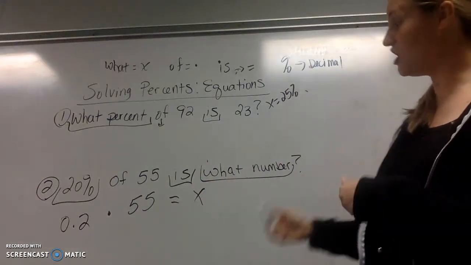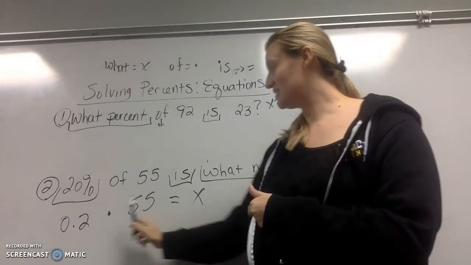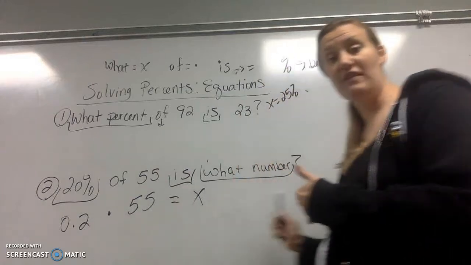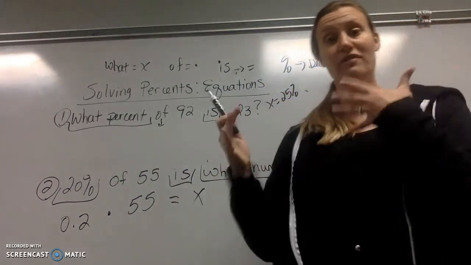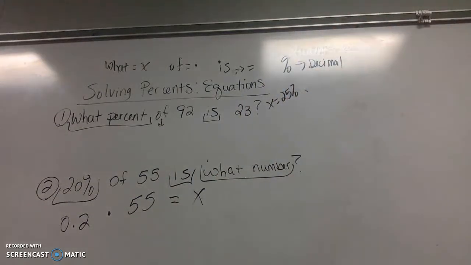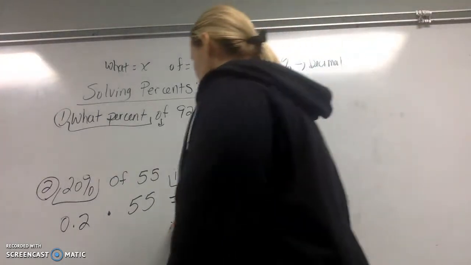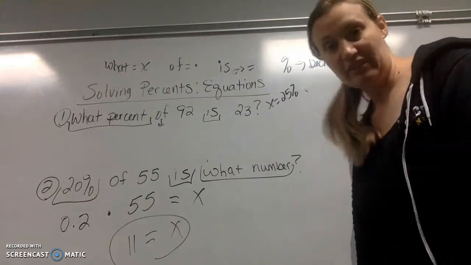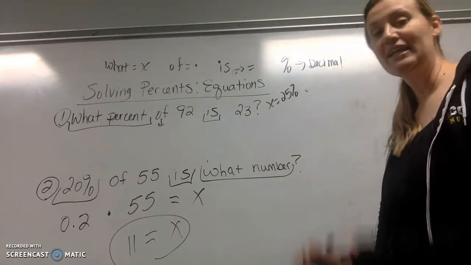So we don't even have to solve this one. This just says x is equal to taking 55 times 0.2. Our 0.2 times 55 will give us our missing number. So we don't even have to set up a balance scale to solve. So 0.2 times 55 is 11. So x equals 11. 20% of 55 is 11. There you go. We got it.